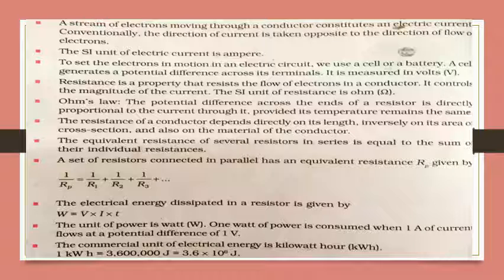The electrical energy dissipated in a resistor is given by W is equal to V into I into T. The unit of power is watt. 1 watt of power is consumed when 1 ampere of current flows at a potential difference of 1 volt. The commercial unit of electrical energy is kilowatt hour, kWh, and 1 kWh equals 3,600,000, that is 36 lakh joule, that we can write as 3.6 into 10 raised to 6 joule.